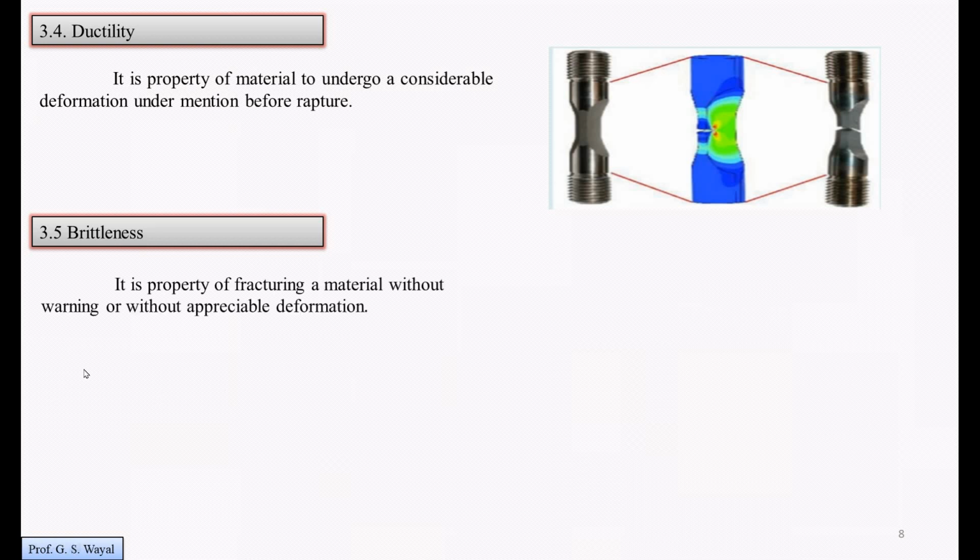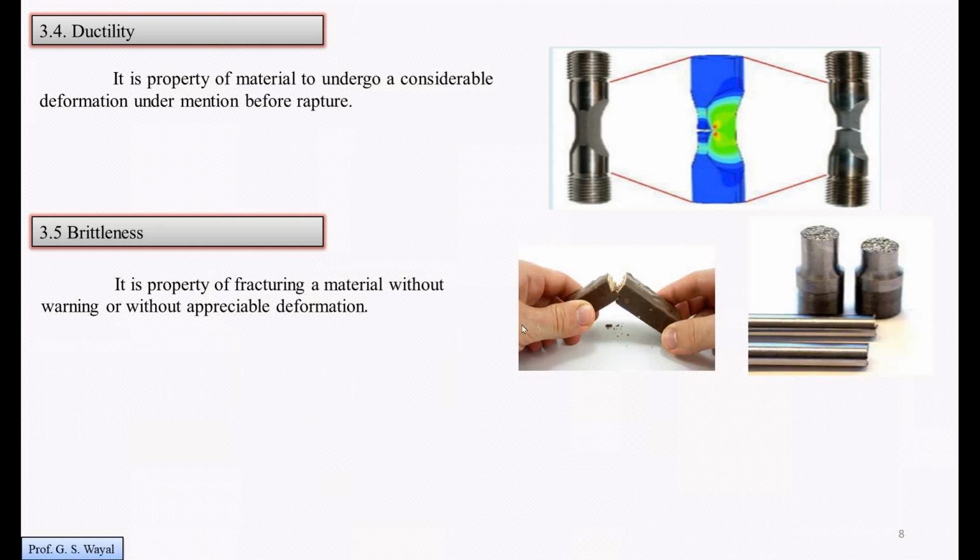The next one is brittleness. It is the property of fracturing a material without warning or without appreciable deformation. Actually, ductility and brittleness are properties opposite to each other. In ductility the material will deform first and then break, but in brittleness it will not deform; it will directly fracture or break when it reaches its maximum capacity. Now in this diagram we can see, if we consider a chocolate and apply load on it, the chocolate will break without deforming.